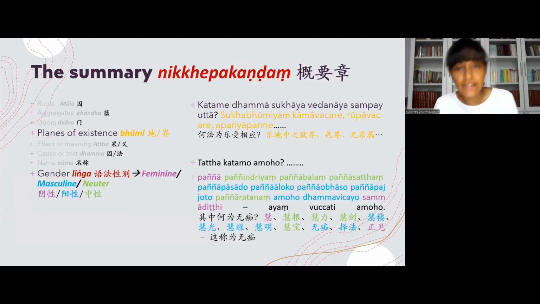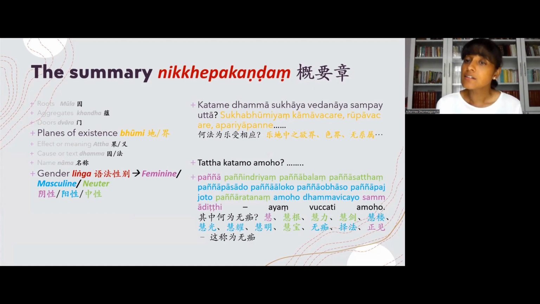Now, here is another example. We spoke about Mula, Kanda, Dvara, Attha, and Nama. However, we didn't speak about Bhumi and Linga, because in that example that I gave you, they were not mentioned. So here, the example I've taken is from the Vedana Tika, the first term of it. Katame Dhamma Sukhaya Vedanaya Sampayutta, which states are associated with Sukhaya Vedana, pleasant feeling.